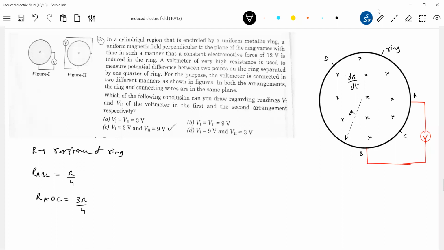Now what EMF is induced? 1/4 will be induced across ACB, and the other 3/4 across ADB. What is the total EMF induced across the ring? 12 volt for only the ring. This is the background. Now you are going to connect the voltmeter.